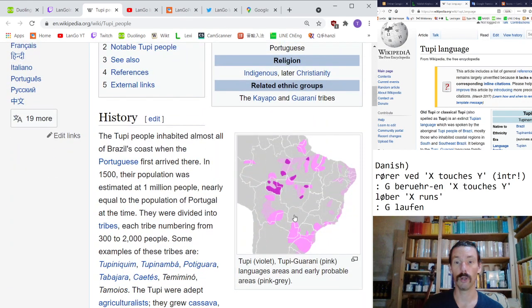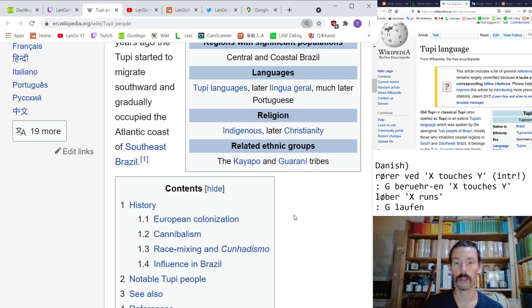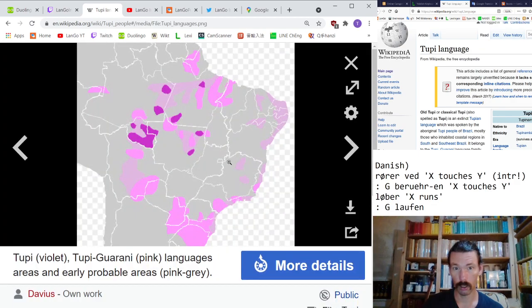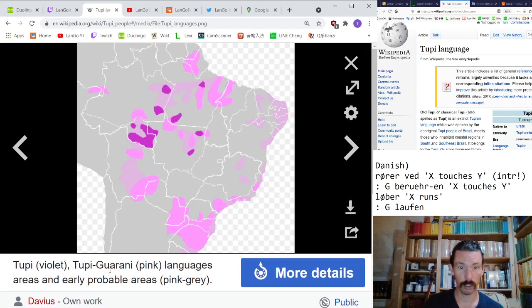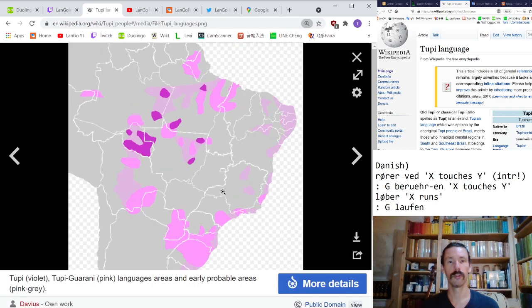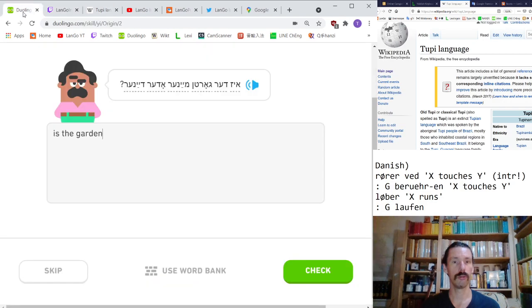Nice. Here we go. Wow, all over the place there. I don't know my South American countries well at all. Oh, no, this is all Brazil. I know that much. These are different provinces of Brazil. Almost entirely within the borders of modern Brazil, except here, I think. Tupi violet, Tupi Guarani pink. And early probable areas pink gray. Very nice. So diminishing returns here for zooming in.